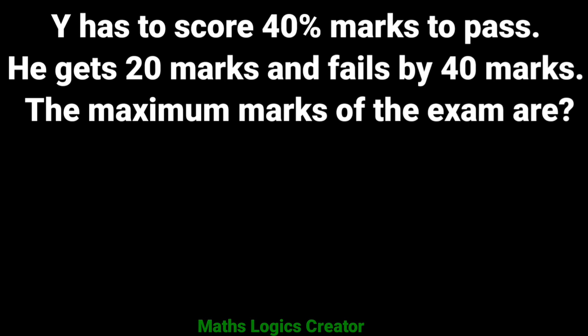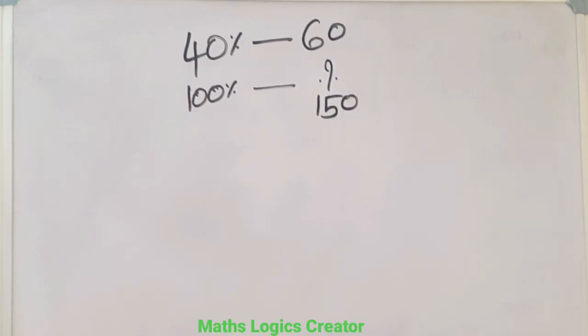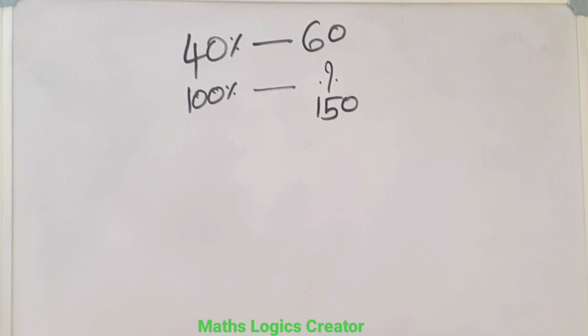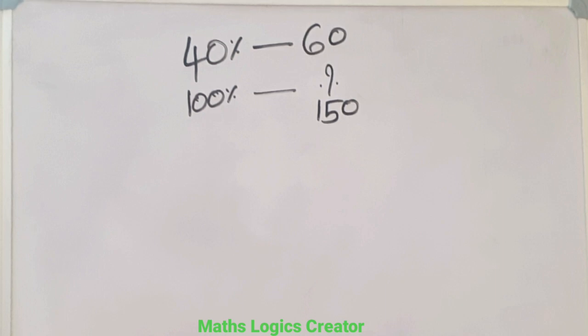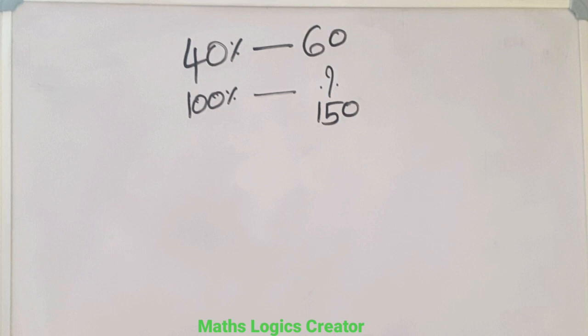Simply a one-step answer. Let's see the answer. 40% is 60 and 100% is how much? After the calculation, 100% is going to be 150. So the answer is 150 marks. Simply calculate directly or you can take the steps. Cancel it, and 100% is going to be 150 marks. So the maximum marks in this test is going to be 150.